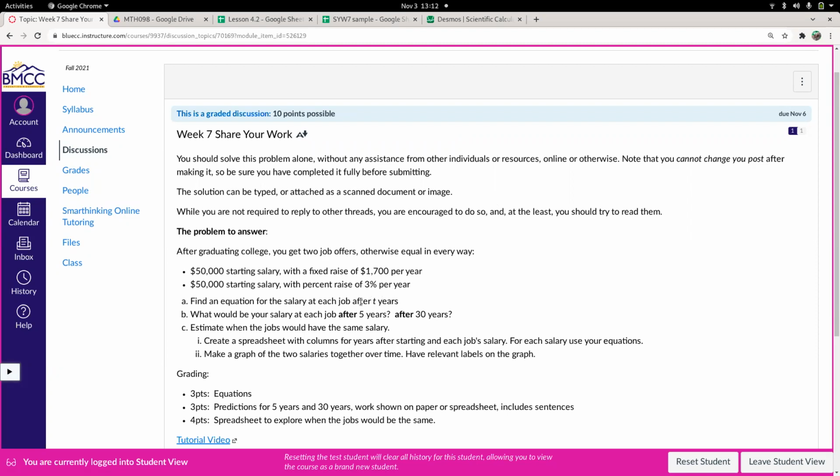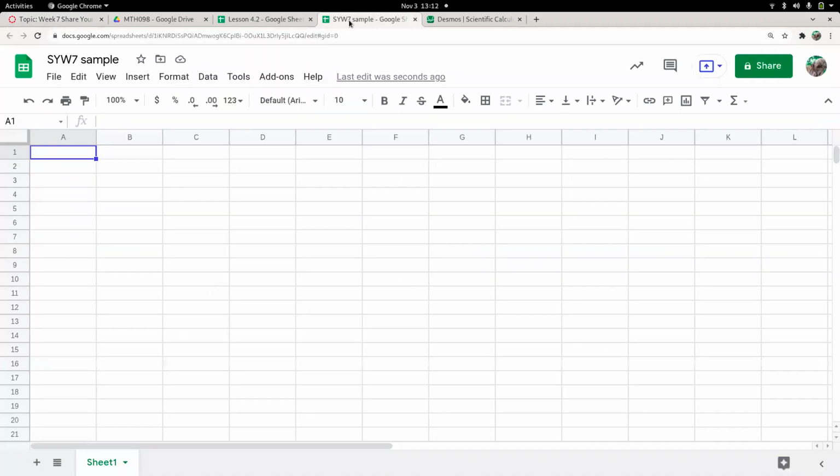And we want to know what's the salary after 5 years, what's the salary after 30 years. We want an equation for each of them, and we want to estimate when the jobs would have the same salary. All right. So I'm just going to pick some different numbers, do a similar problem, show how I set it up in a spreadsheet here.